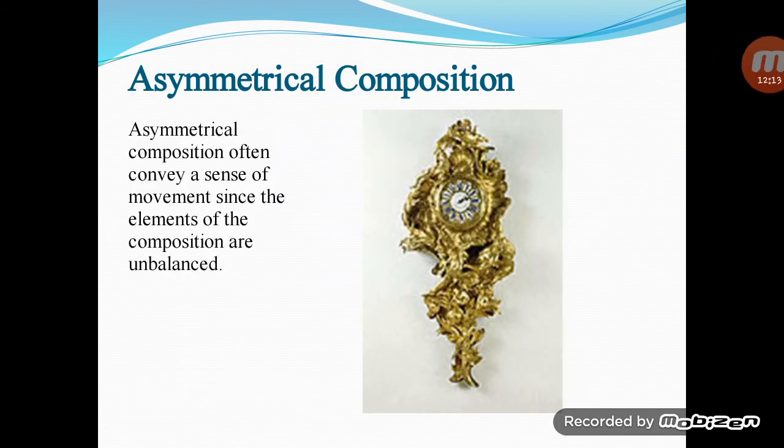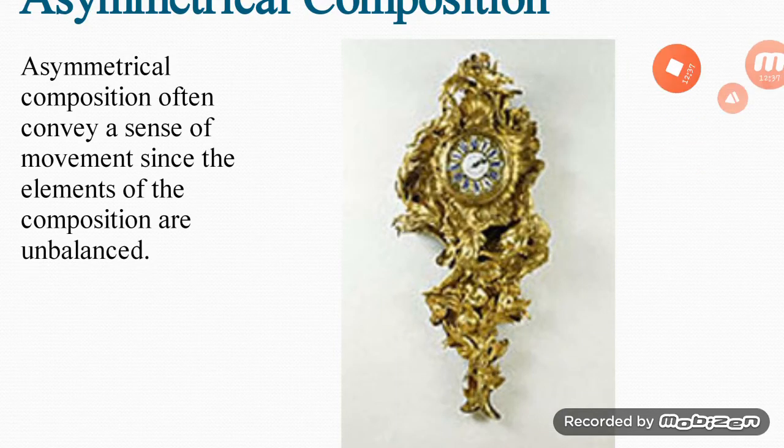Asymmetrical compositions often convey a sense of movement since the elements of the composition are unbalanced. In this example, the artist used organic forms to create a composition that mimics the movement of vines growing in an unordered fashion around the clock face.